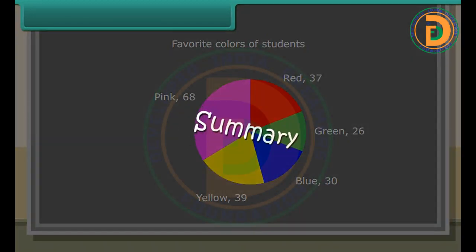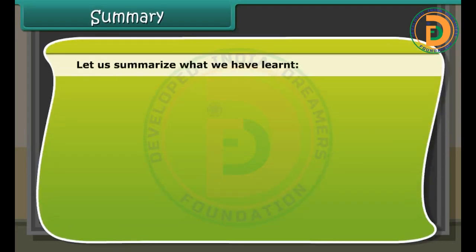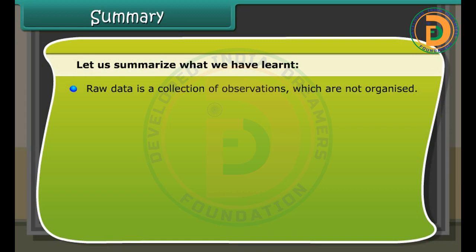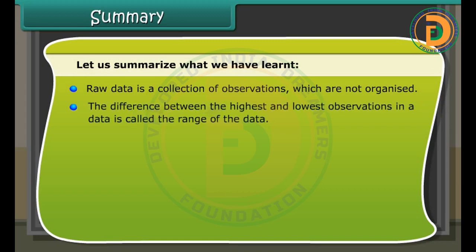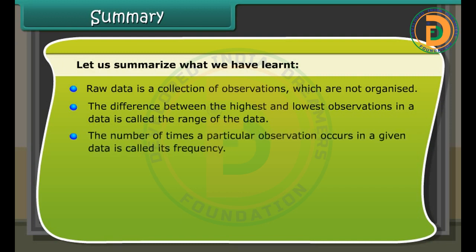Summary. Let us summarize what we have learned. Raw data is a collection of observations which are not organized. The difference between the highest and lowest observations in a data is called the range of the data. The number of times a particular observation occurs in a given data is called its frequency.